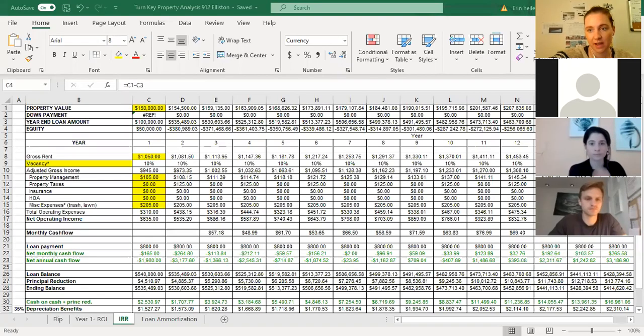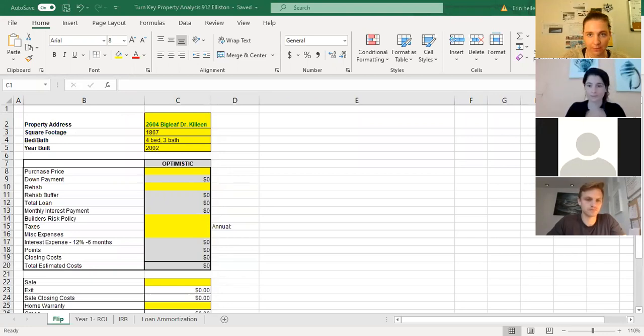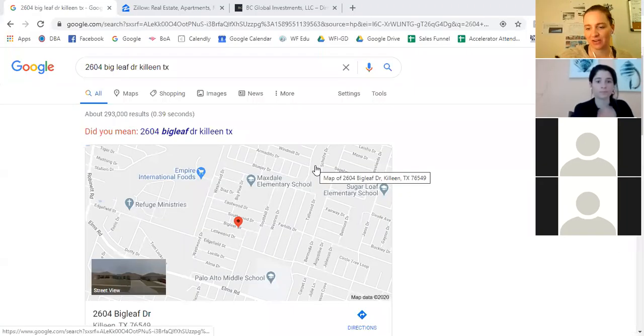All right. Can you all see that? All right. So we are looking at 2604 Big Leaf Drive in Killeen, Texas. And I'm going to start from the beginning. Can you guys see my browser now, or am I still on the Excel sheet? Excel sheet. Okay. It's the Excel sheet, Erin. Okay, hang on. I'll have to unshare and reshare every time I switch. So if I forget to do that, let me know. Okay, can you see my Google browser now?